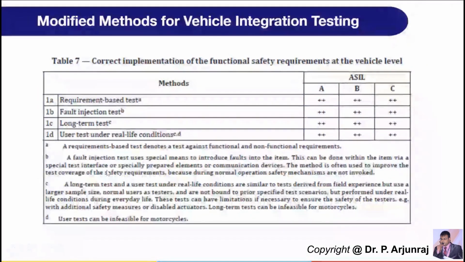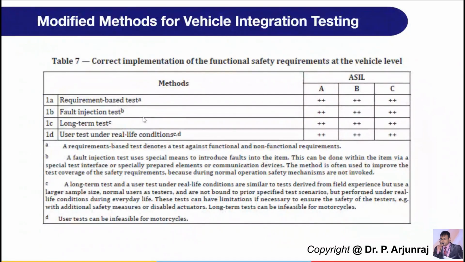You are going to cover the safety requirement, because when you are considering the normal operation safety aspects, see what happens in the requirement testing. If there is no issue with the safety functions or non-functions, the test will get passed. But in the case of fault injection, I'm introducing a fault manually to check, even if there is a failure, whether it is going to affect my safety requirement or not.